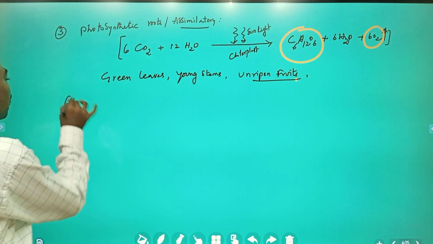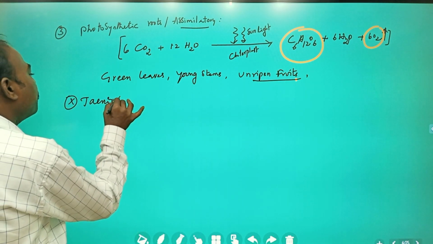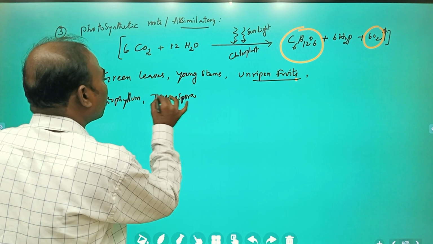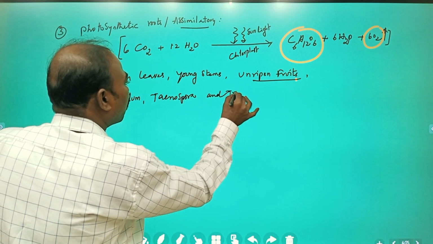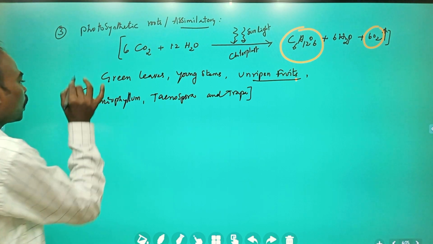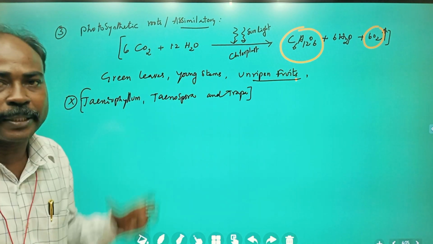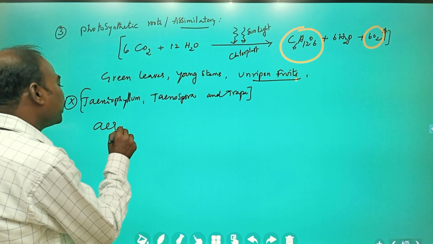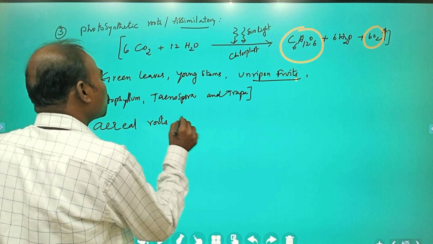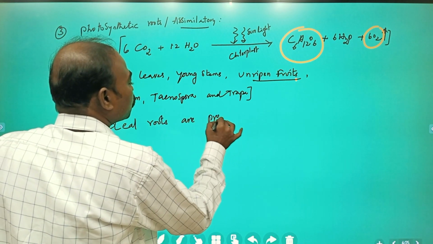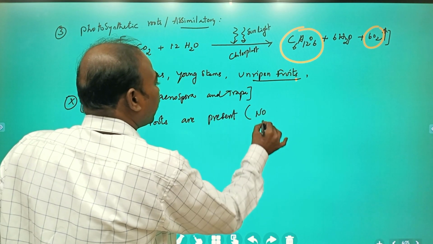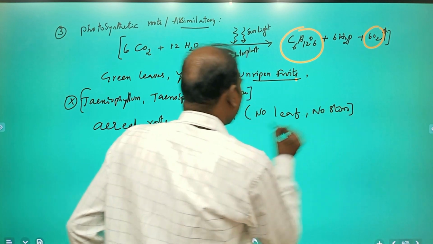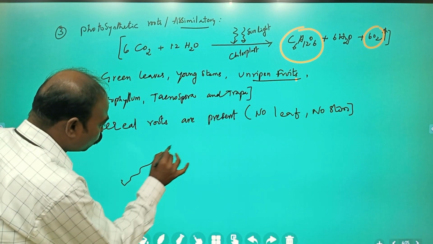But in some plants like Taeniophyllum, Tinospora and Trapa, these three plants, only roots are present, which are aerial. So in these plants, aerial roots are present, no leaf, no stem. These roots are epiphytes.